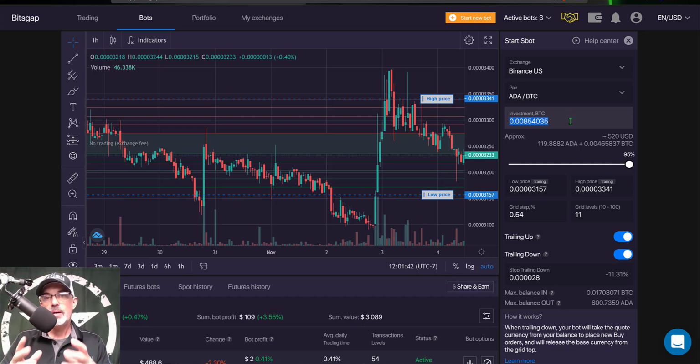Now, in order to deploy a bot with BTC or any other asset other than a stable coin as your quote currency, you will need to hold that asset on the exchange. So if this was ETH instead of BTC, I would need to have some ETH available in order to deploy this bot. And with that being said, the bot will also probably need to buy some ADA if I don't currently hold ADA on the exchange, and it will buy it pretty much at a market order. And so with that all being said, this bot is pretty much ready to be deployed.